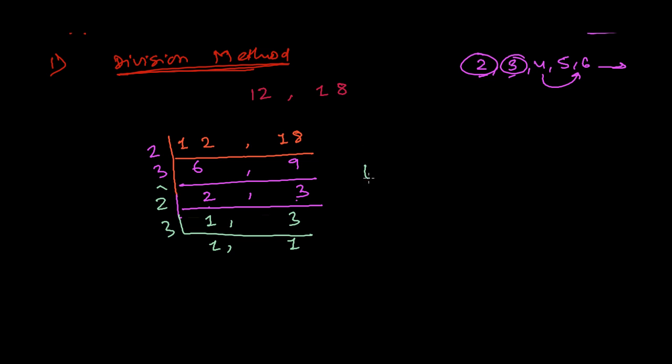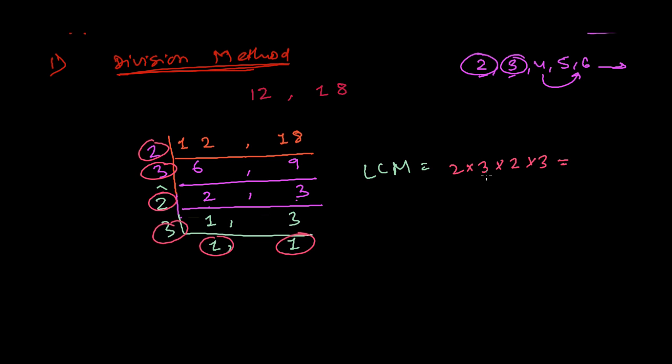So what is the LCM now? The LCM is going to be 2 times 3 times 2 times 3 times 1 times 1. That's 2 times 3 times 2 times 3. The 1 times 1 I'm not going to write, that's actually the same.